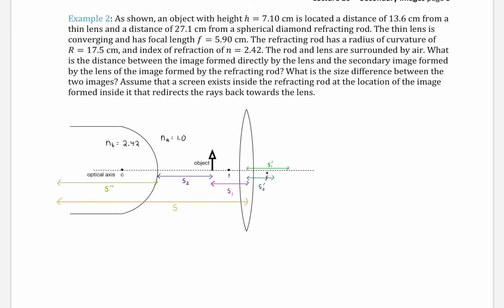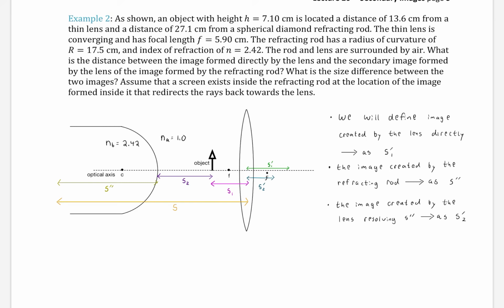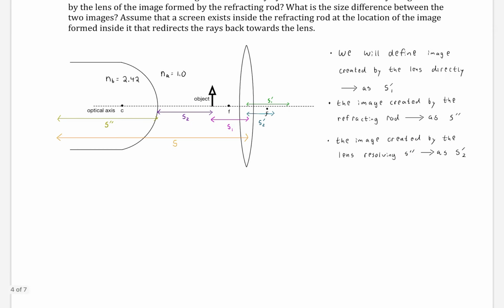So that means we have a few more variables than we did in either part A or part B alone in the previous example. All right, so let's define some of those, right? Because you can see a lot of them in the picture. So we'll define the image created by the lens directly as S1 prime, the image created by the refracting rod as S double prime, and the image created by the lens resolving S double prime as S2 prime. Okay, so let's just jump right into the solution here. All right, so first the direct image. That's the direct image formed by the converging lens.